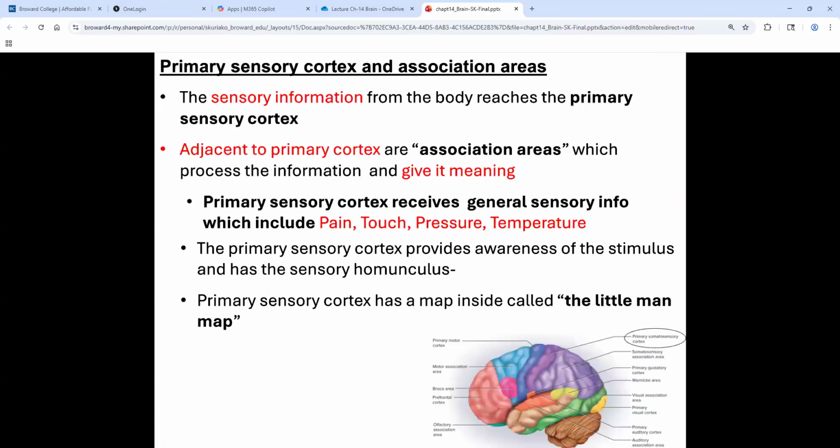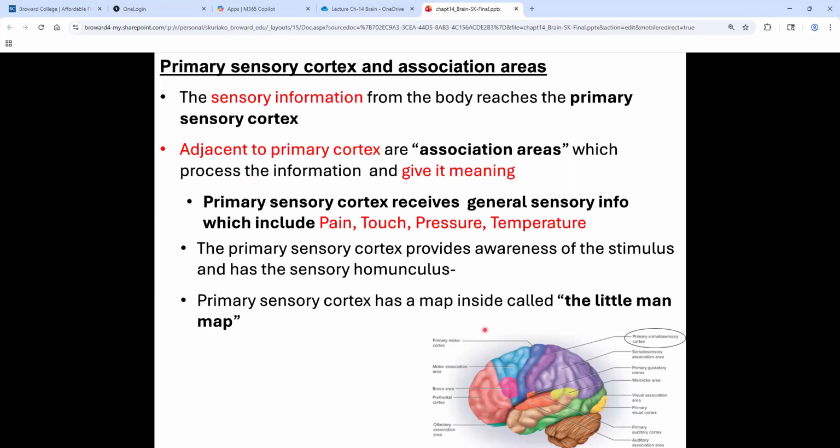Primary sensory cortex and association areas. Okay. So we said the primary sensory cortex is the postcentral gyrus. Remember that, okay? Primary sensory cortex is the postcentral gyrus, and primary motor cortex is the precentral gyrus. And adjacent to the primary areas, there are association areas also.